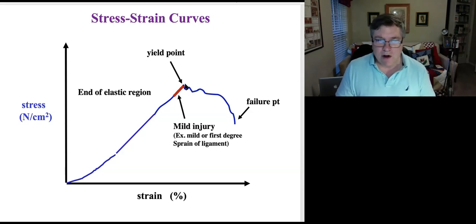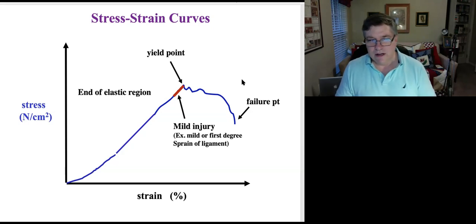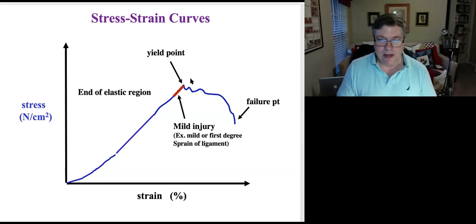Once you get past the yield point, then you go from being elastic, that's this part of the region, to plastic. That's where we get an injury occurring. And the failure point would be the worst type of injury, complete fracture. So we go from mild to moderate to severe in our stress strain curve.